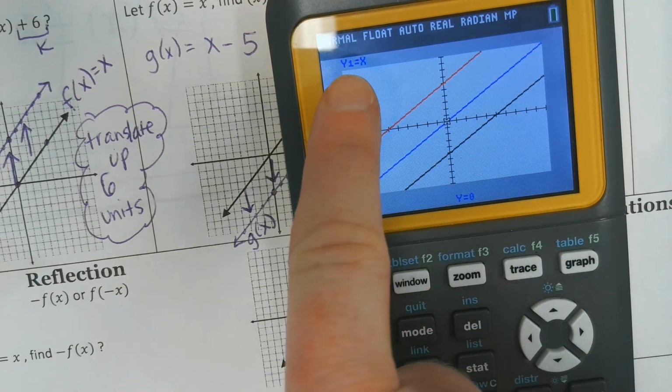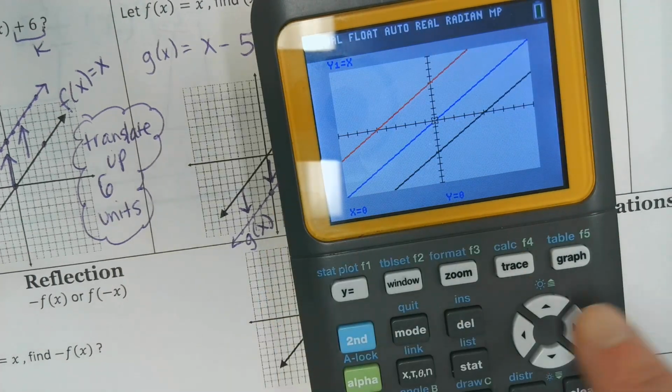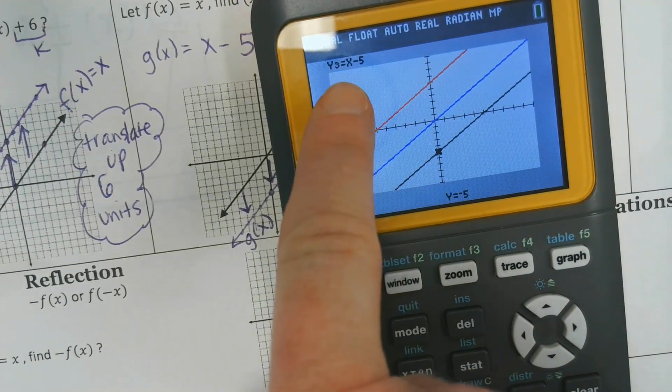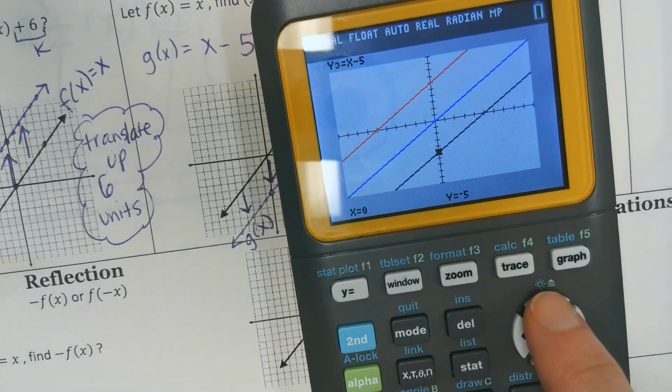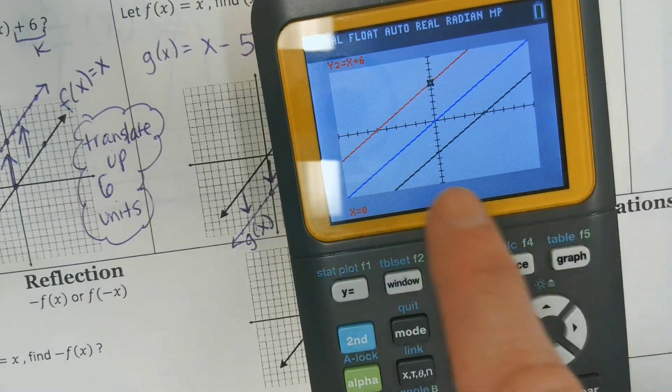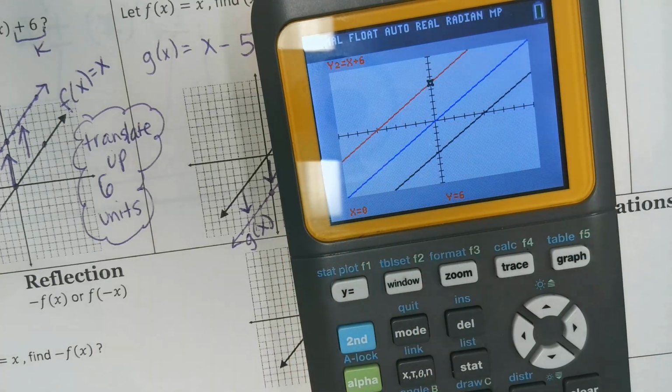And up here at the far left corner, it tells you what equation that is. If you arrow up, it'll show you what equation that one is. And it has different colors too. Y'all are really fortunate to have the ones with the colors. This one is the red one.